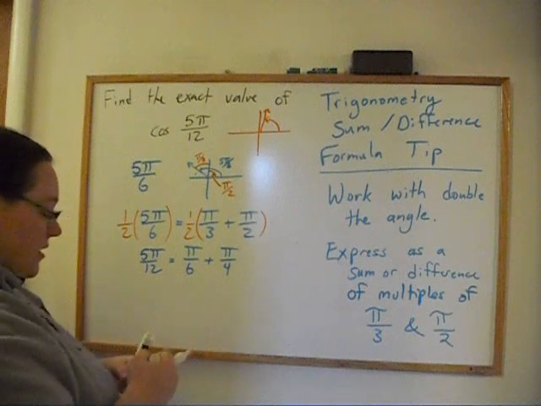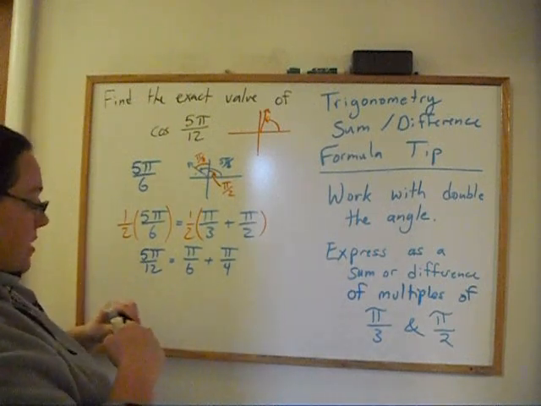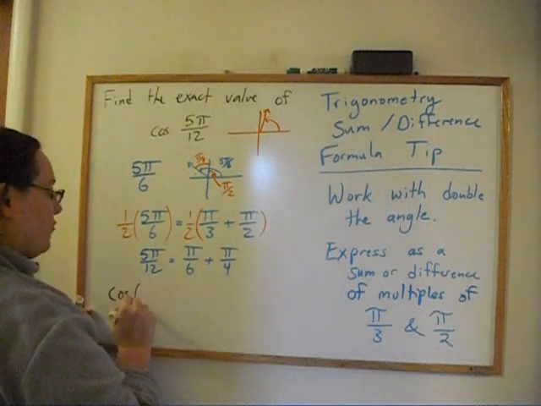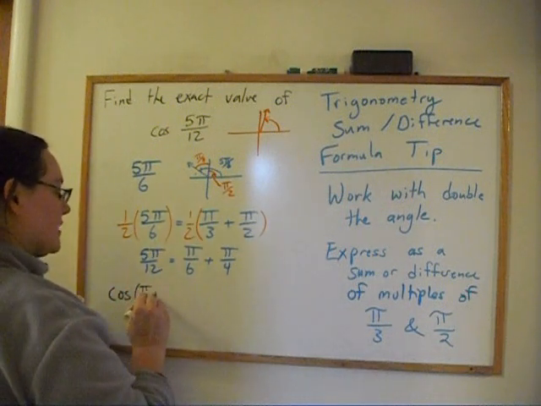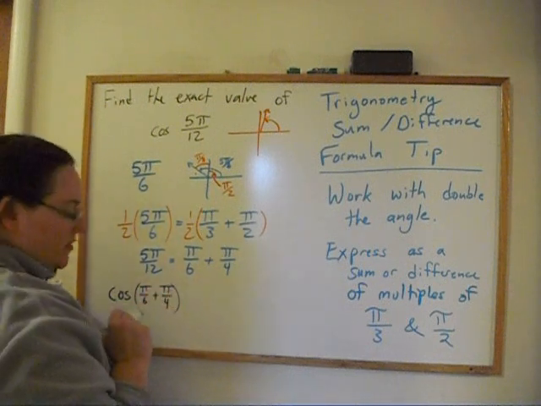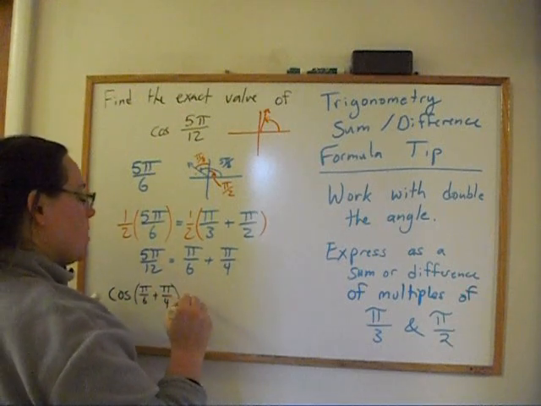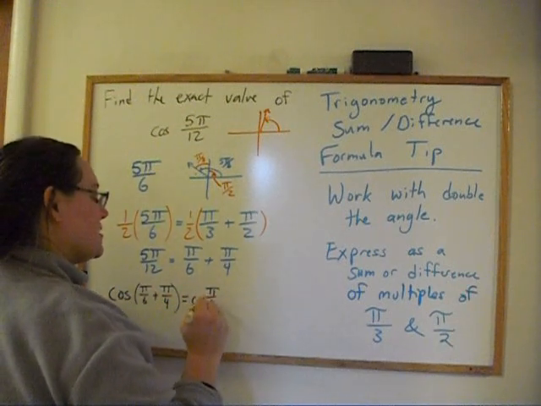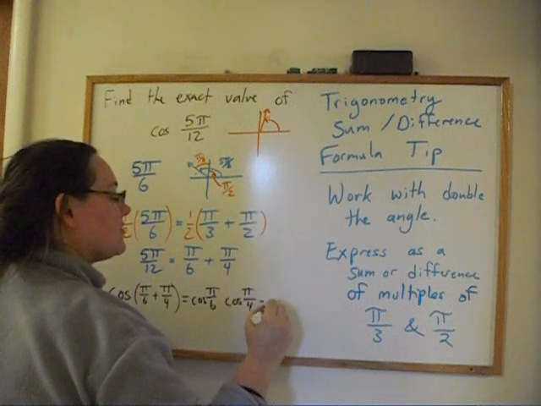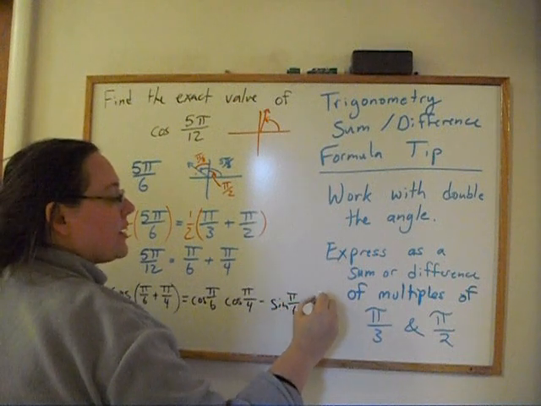Now I can use my formula for cosine. I'm looking at cosine of pi sixths plus pi fourths. I know that my cosine formulas go cosine, cosine, negative sine, sine. So I need cosine pi sixths, cosine pi fourths, minus sine pi sixths, sine pi fourths.